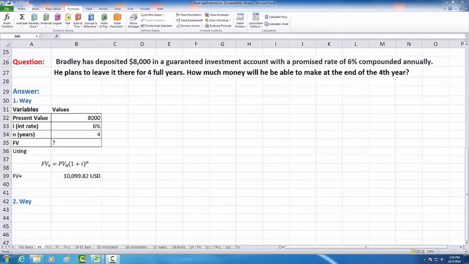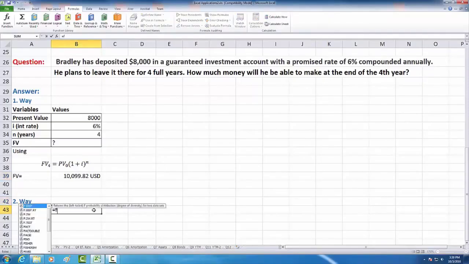As you may remember, compound interest is the interest that's paid not only on the principal, but also on the interest earned but not withdrawn during earlier periods. In this example, Bradley has deposited $8,000, and he is earning interest not only on the principal, but also on the interest that it earned. So this is an application of compound interest. You can do this by writing your own formula.